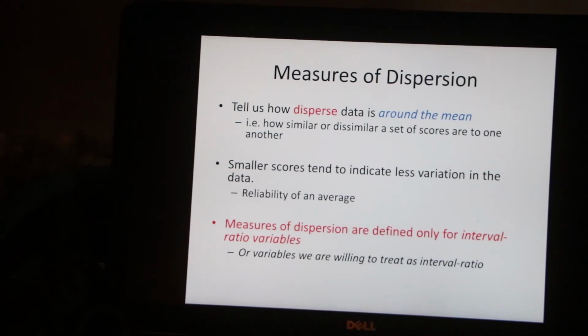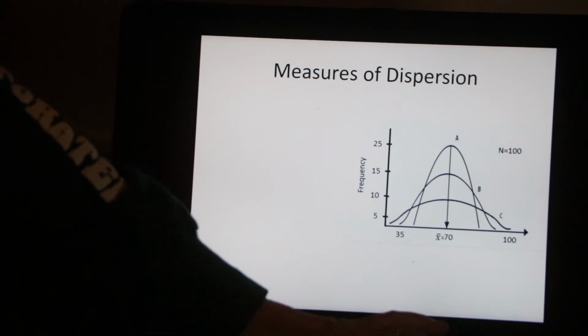And some of these measures we're going to look at, typically a smaller value indicates less variation in the data, which means that your mean is actually a pretty reliable number. And then the larger that number is, it tells you that there's a lot more spread of data around the mean. It's more spread out. Another key point here in red on the bottom, measures of dispersion are only for interval ratio variables. Some people treat ordinal variables that way, but we are only going to think about them for interval level variables.